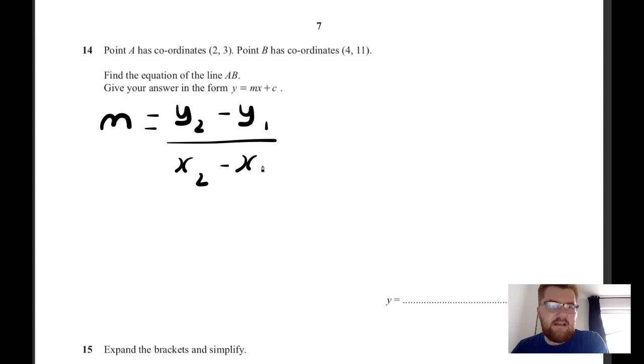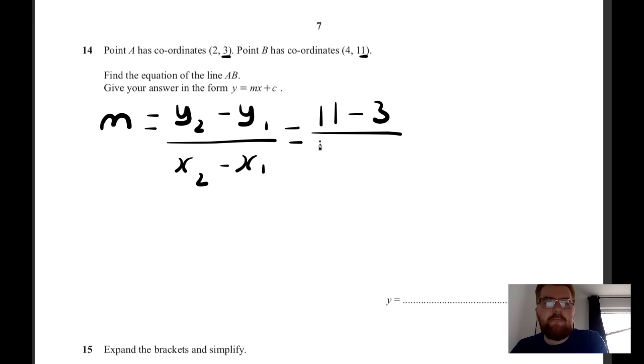That's the same thing as saying the change in the y-coordinate, the difference, divided by the difference of the x-coordinates. Now, if you did it the other way around with the coordinates, you'll still get the same answer. It doesn't matter which coordinate comes where, as long as you do it consistently in the problem. So y2 minus y1: y2 is this coordinate, 11, and y1 is this coordinate, 3. And for the bottom, x2 is 4, and x1 is 2.